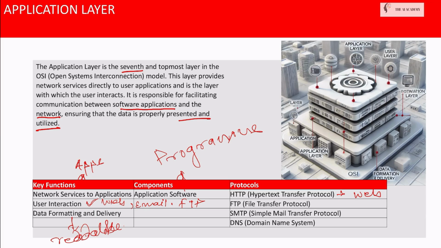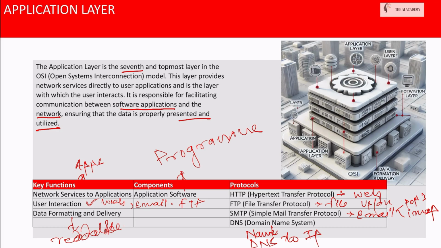And the protocols are HTTP, Hypertext Transfer Protocol, a protocol used for transmitting hypertext, web pages, over the Internet, enabling web browsing. FTP, File Transfer Protocol, is a protocol for transferring files between computers over a network, allowing users to upload and download files. SMTP, Simple Mail Transfer Protocol, a protocol used for sending emails across networks, ensuring the proper delivery of email messages. DNS, Domain Name System, a protocol that translates human-readable domain names into IP addresses, enabling users to access websites using easy-to-remember names.